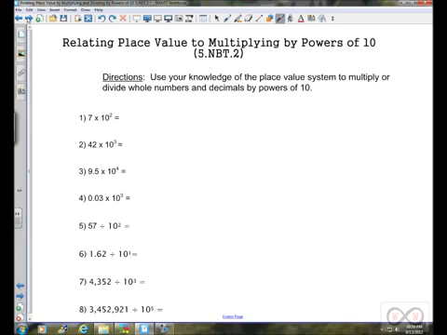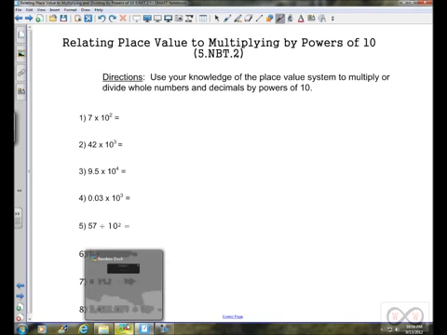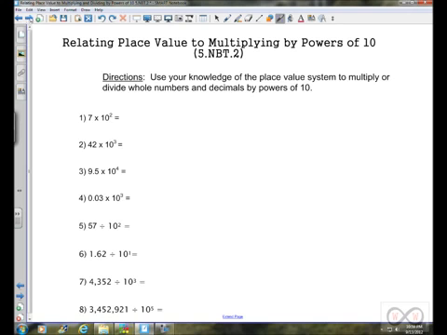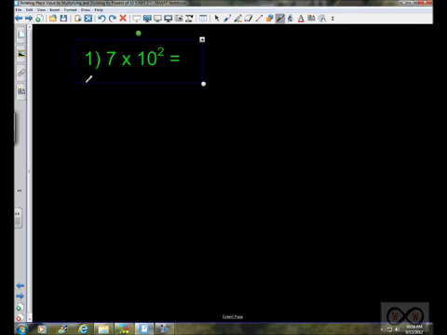Now, let's take a look at the directions first. It says, directions, use your knowledge of the place value system to multiply or divide whole numbers and decimals by powers of 10. So the first 4, you're multiplying by a power of 10, and the last 4 you're dividing by a power of 10. So let's take a look at this first one, 7 times 10 to the second.